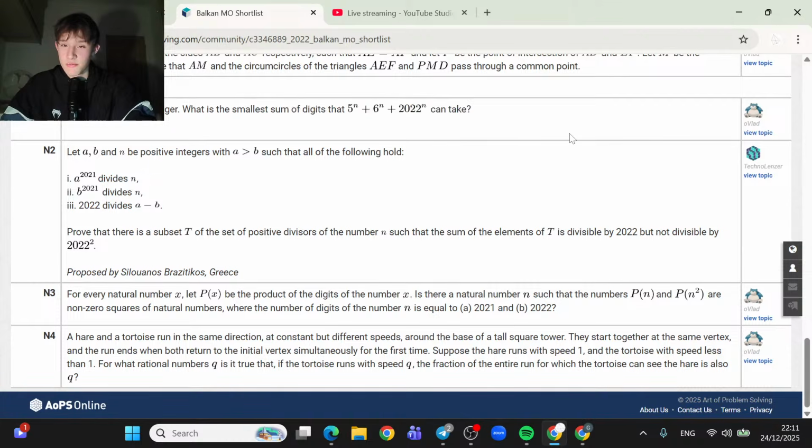Okay, I'm not solving this. I'm sorry. What is the smallest sum of digits? No, I'm not doing that. A, B, N are positive integers, that A is greater than B, such that all of the following hold. These dividends, this. Okay. For every natural number x, let P of x be the product of the digits of number x.